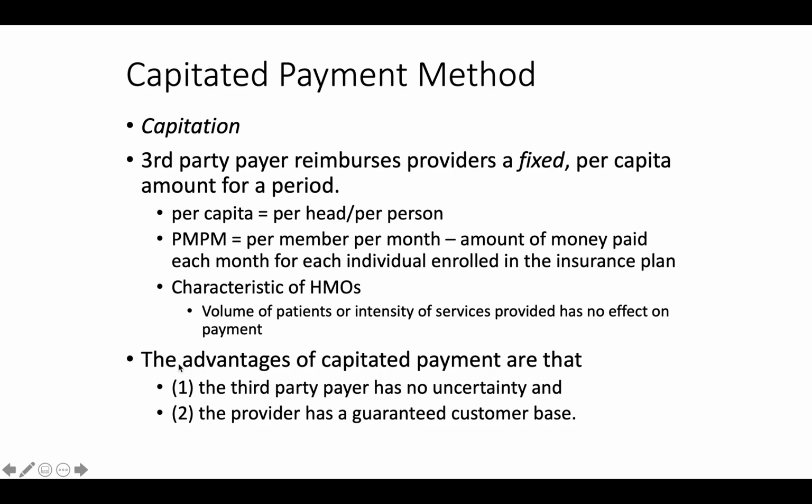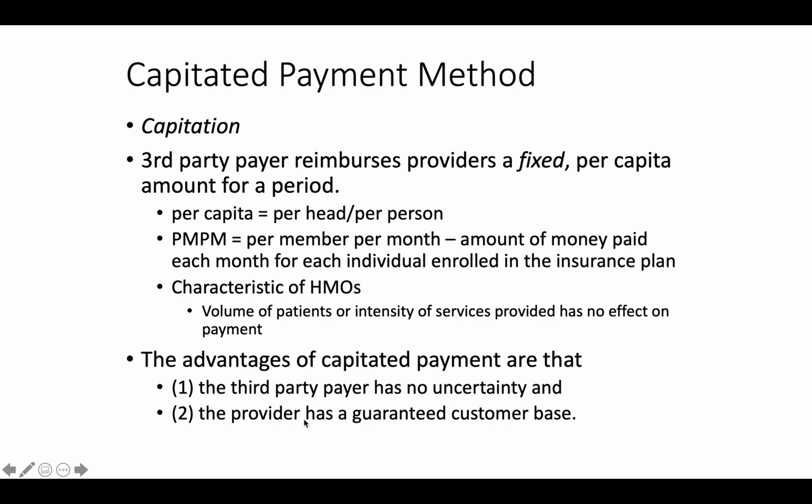So you can imagine what advantages there are in this type of payment. The advantage: the third party payer has no uncertainty. If I am an insurance company and I have 1,000 people to insure, I pay, for example, $100 per person. So 100 times 1,000, this is it. The insurance company doesn't have a risk because they know what they get and they know what they pay, and there are no changes, no surprises, nothing unexpected.